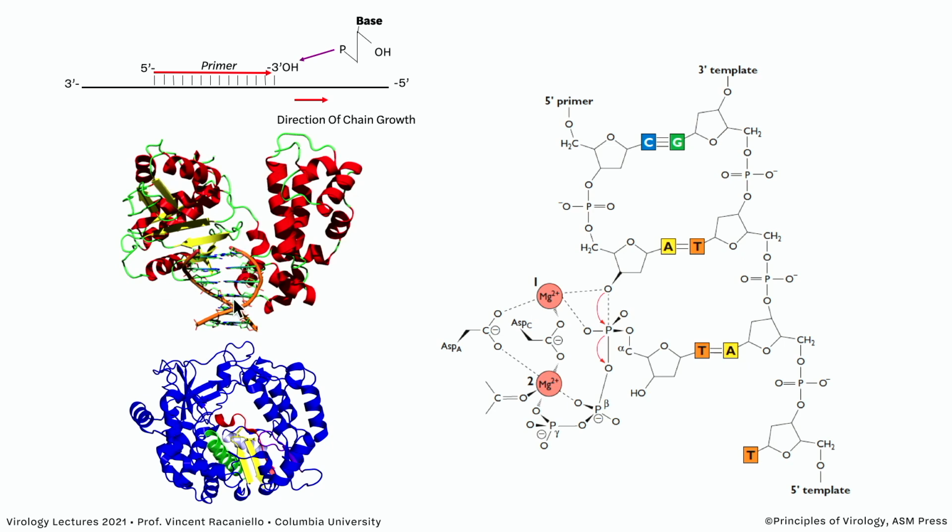So similar structure, architecture, and also two-metal mechanism of catalysis, where the triphosphate that is being added by the polymerase to the template depends on two metals, two magnesiums that are coordinated by two aspartate residues at the active site, and that helps to catalyze the nucleophilic attack reaction that eliminates two phosphates and joins the phosphodiester bond. So very similar to what we talked about last time.